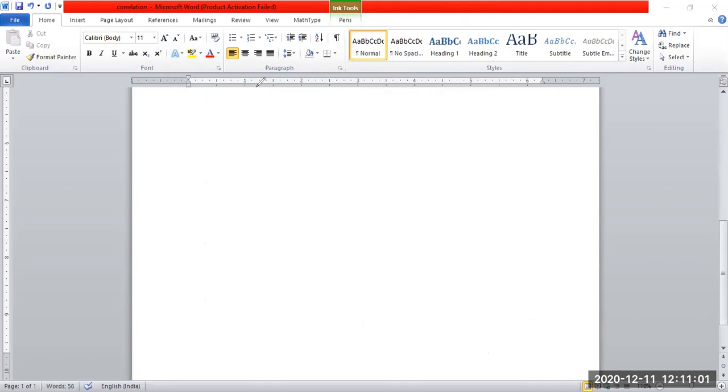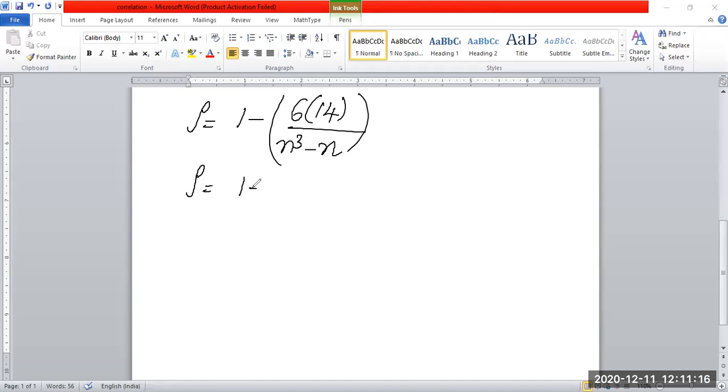Substitution part. Rho is equal to 1 minus 6 summation d square. We got 14 divided by n cube minus n. Rho is equal to 1 minus. This you can calculate directly in your scientific calculator. Please do what I'm saying.